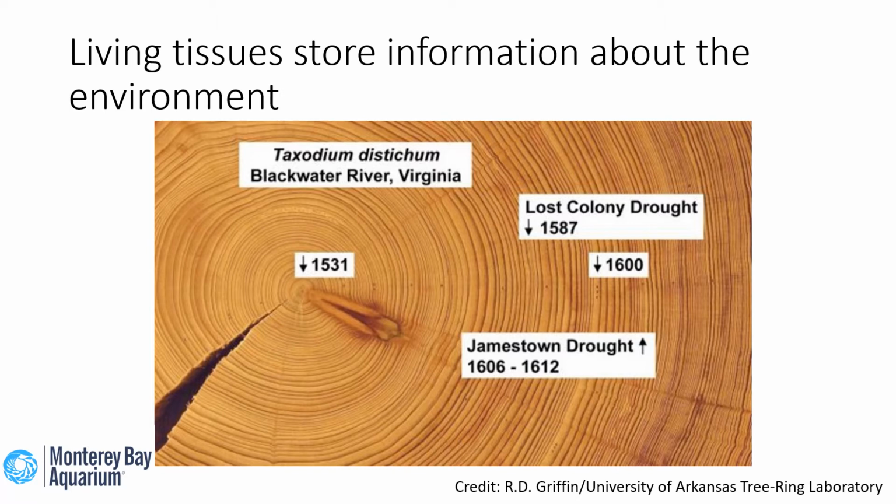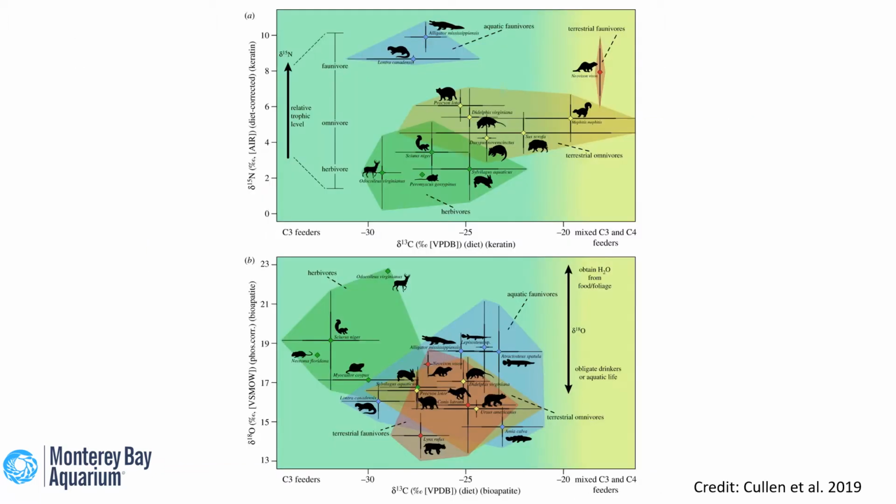The width of tree rings record patterns in annual rainfall. This tree cross-section from the University of Arkansas recorded precipitation events that match up with known events in Virginia early colonial history. Similarly, preserved animal tissue can be used to reconstruct entire paleo communities using stable isotope analyses.